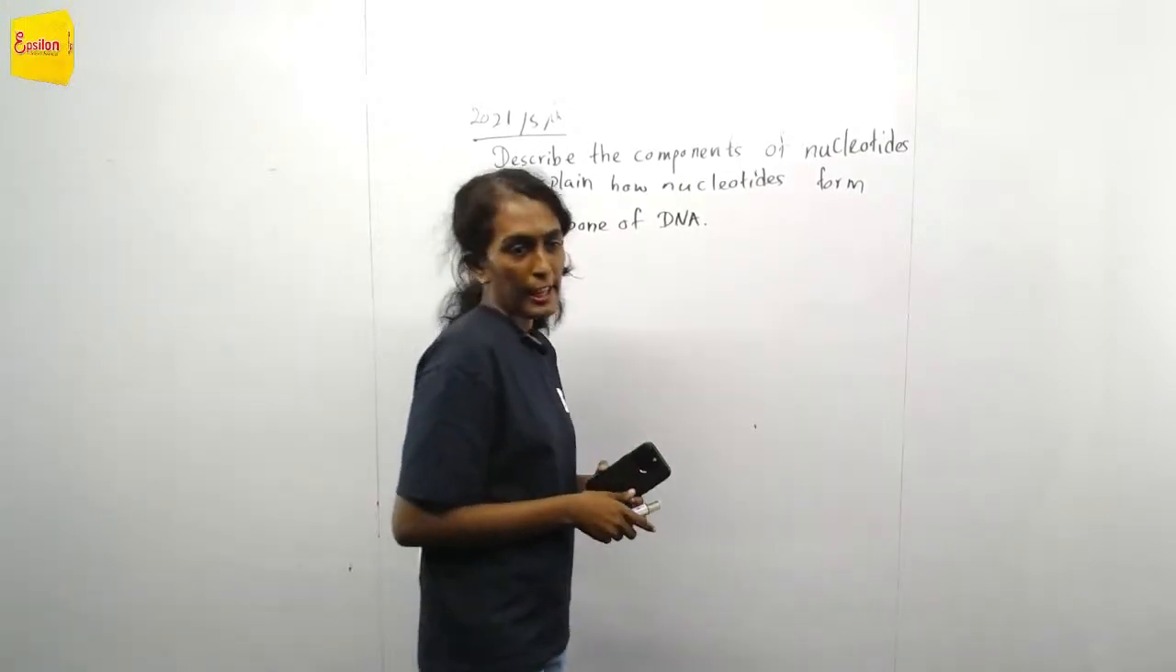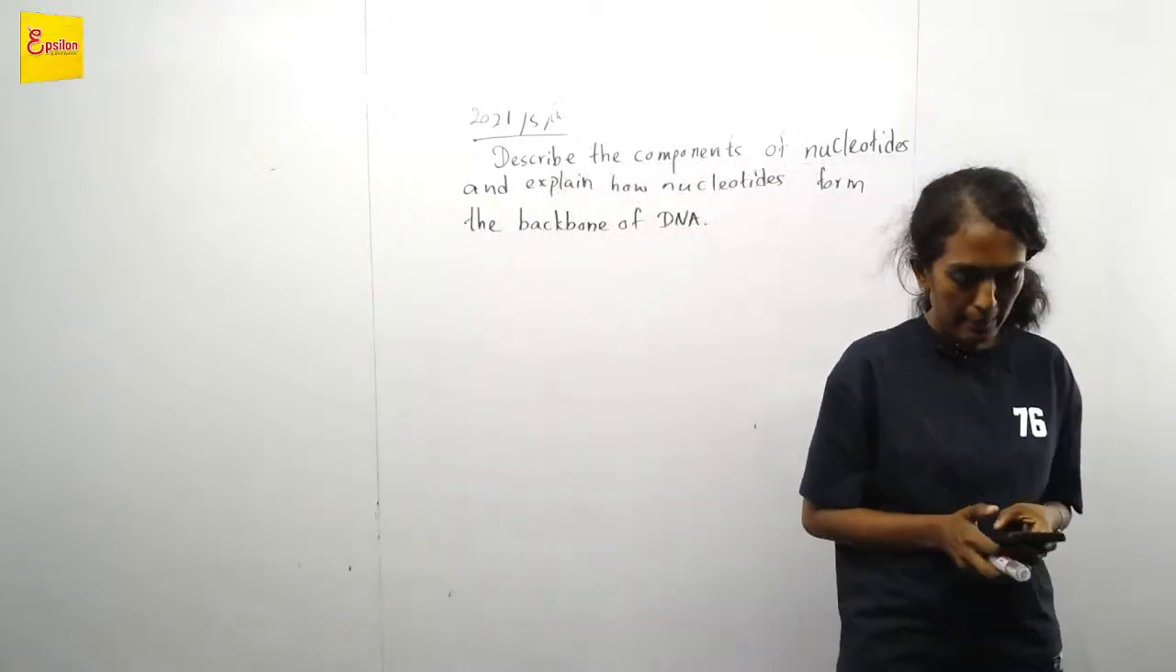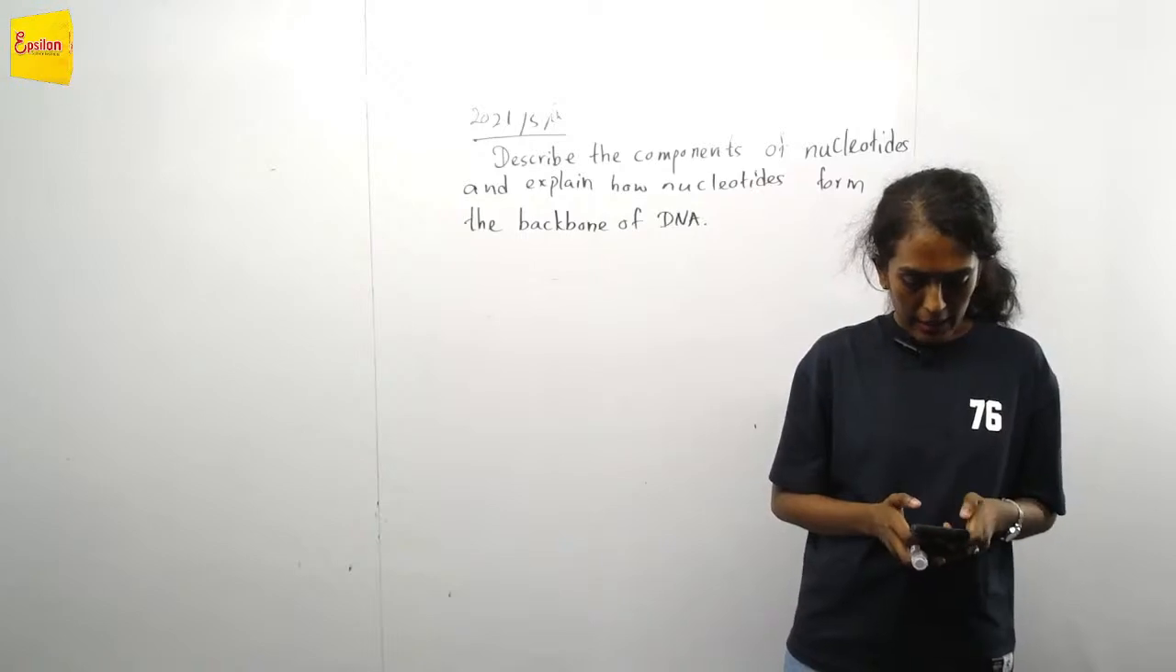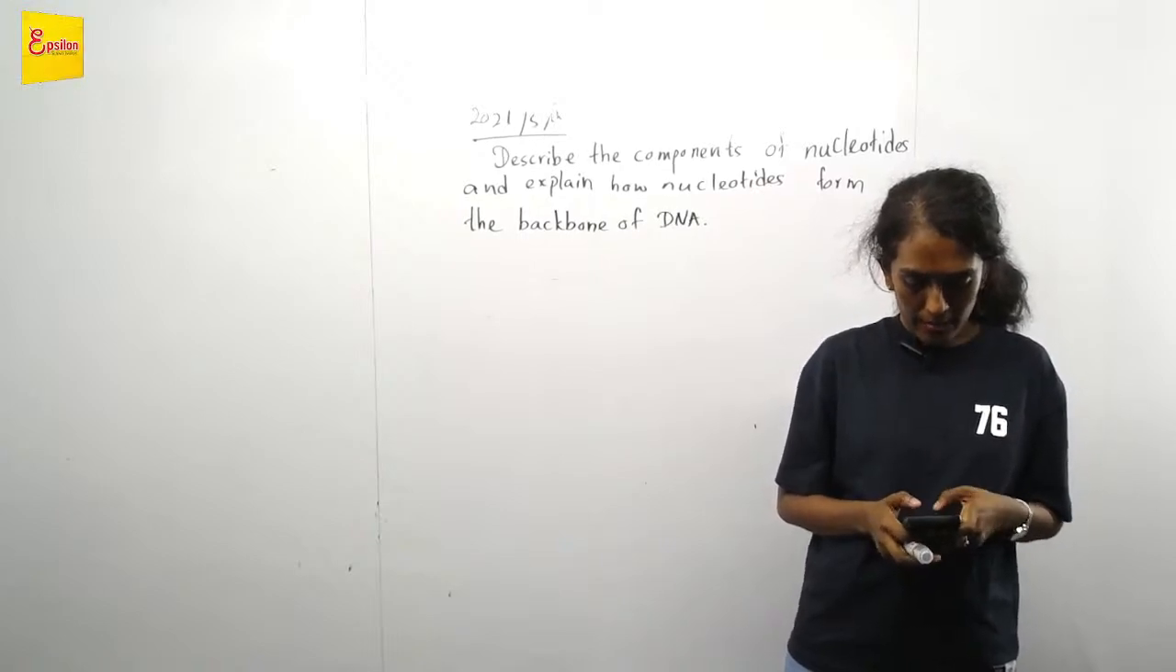You need to include the diagram also. Don't forget that, right? The labelled diagram of a nucleotide should be there. Alright? Are we having any other questions in this section?